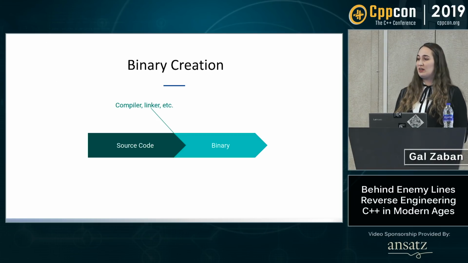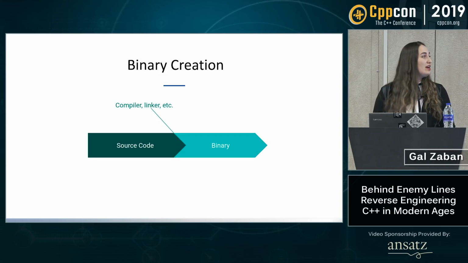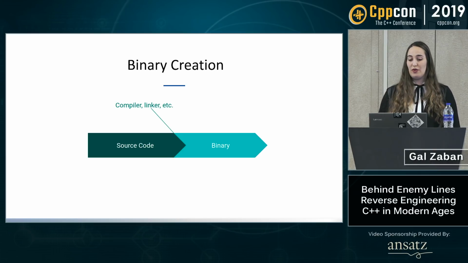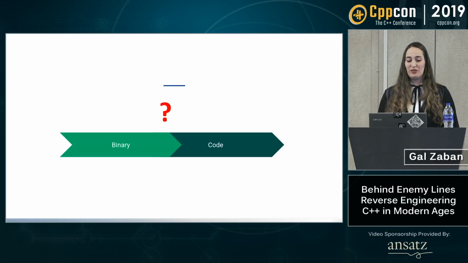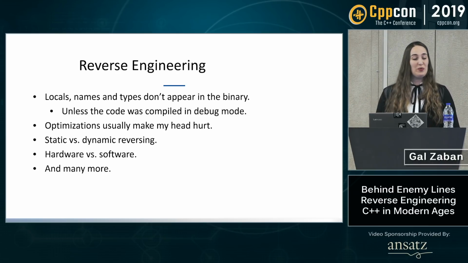So we are going to start with binary creation. Whenever you have source code, you have the compiler, the linker, and then it creates the binary. But what if we would like to reverse the process? If you would like to go from a binary to code, the process is called reverse engineering.